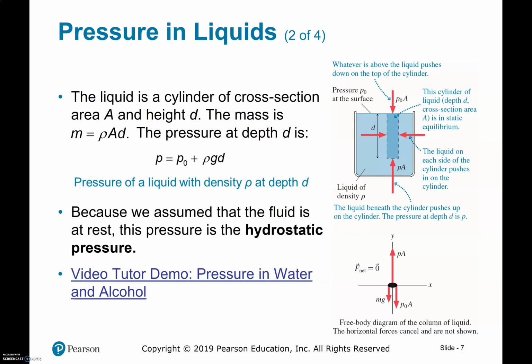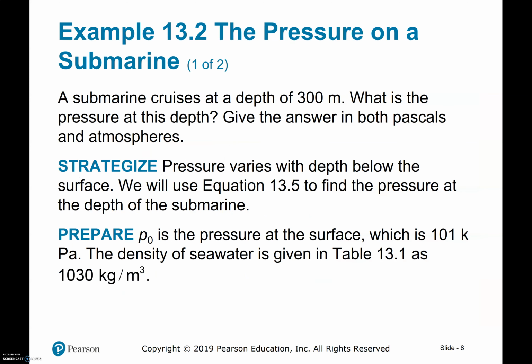So now if we divide by A, we get that the pressure down here is equal to the pressure up here plus rho times g times d. This is the distance here, the depth. So that tells you that the pressure increases as you go down. This is the hydrostatic pressure equation, and it's an equation that we're going to be using a lot in this class. Let's look at an example of how to use that equation.